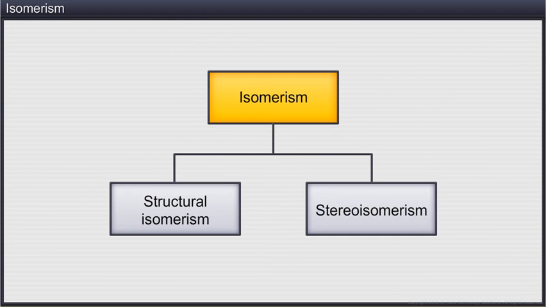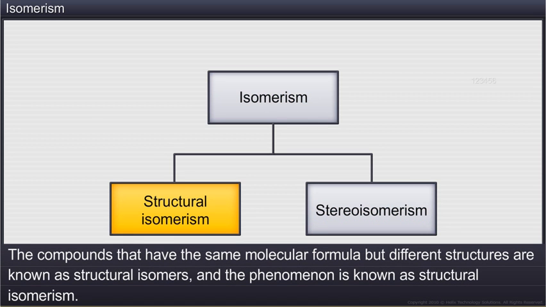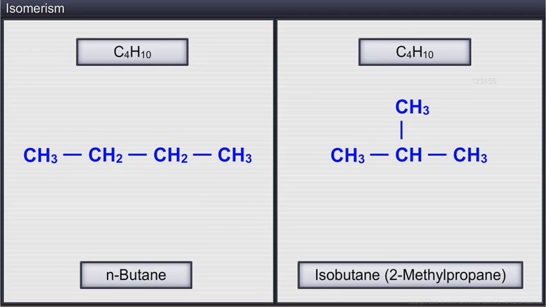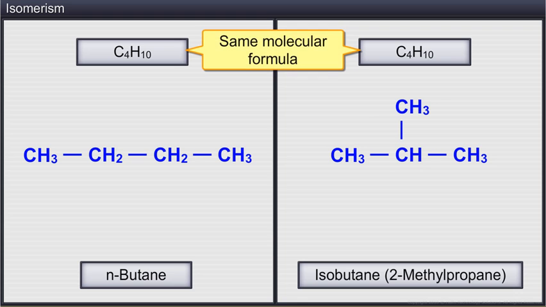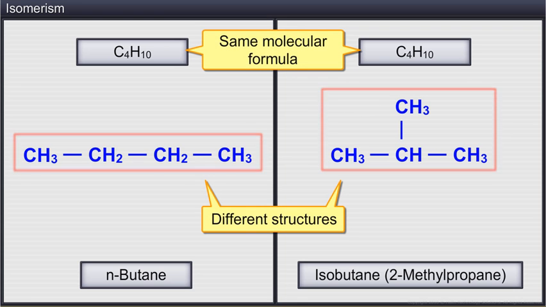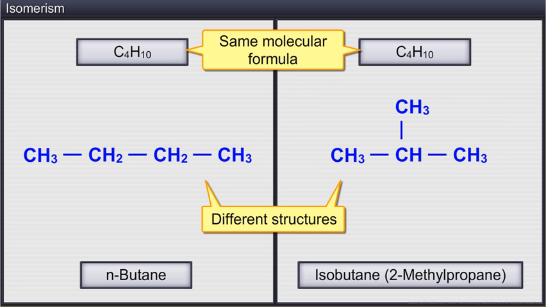Isomerism can be of two types: structural isomerism and stereoisomerism. The compounds that have the same molecular formula but different structures are known as structural isomers, and the phenomenon is known as structural isomerism. For example, in n-butane and isobutane, the molecular formula is the same but their structures are different.